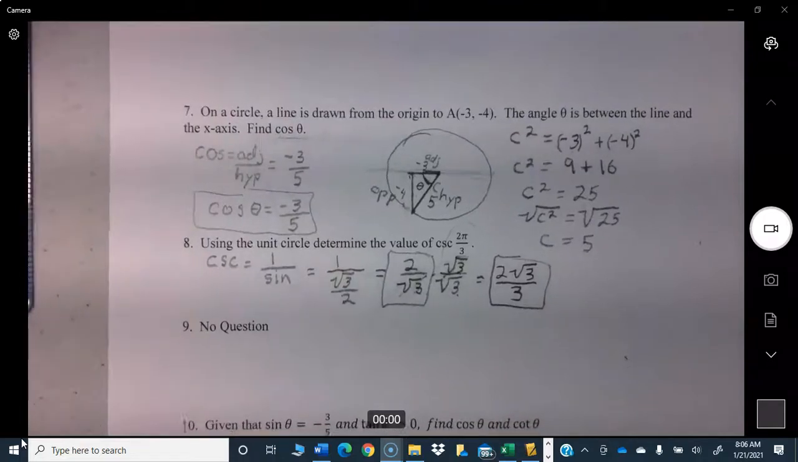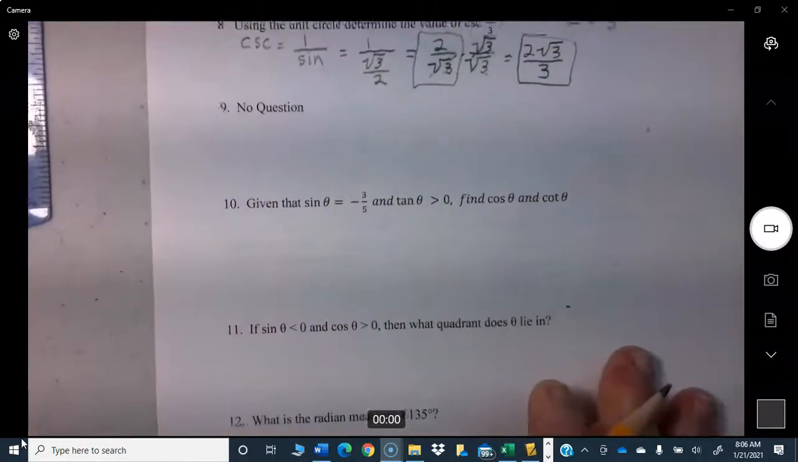Okay, number 9 is no question. I have eliminated that, so there is no question 9. Move on to 10.